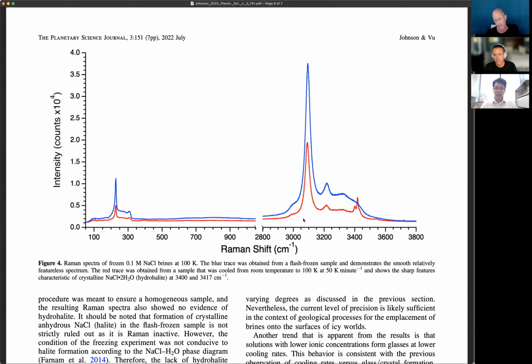In this case, just like the other one, the transition zone is somewhere between flash freezing, which is tens of degrees per second, and 50 degrees per minute. But we're also unable to pinpoint that exactly as of now.